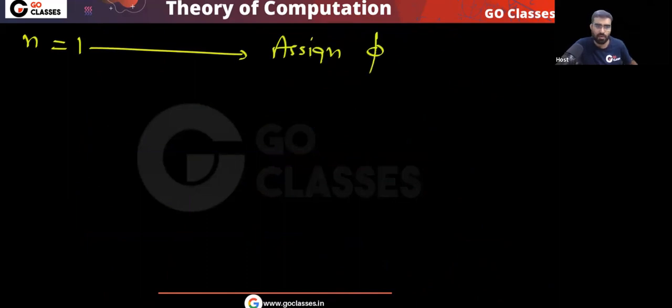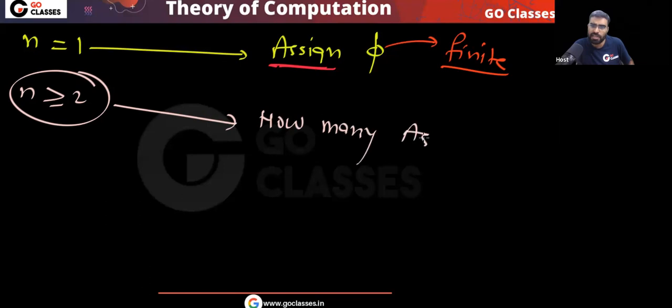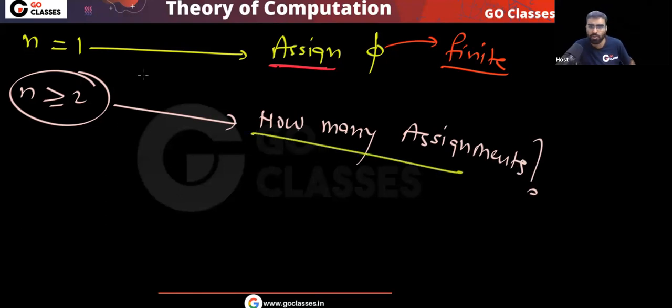Yes. See, notice, if you have n equal to 1, what are you assigning? You are assigning 5. That is finite. Now, if you have n greater than or equal to 2, how many assignments do you make? That is equal to n minus 1.